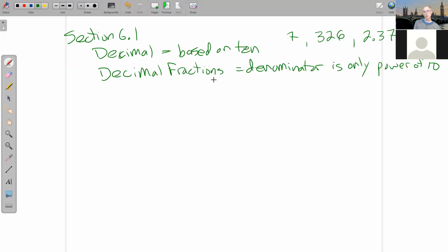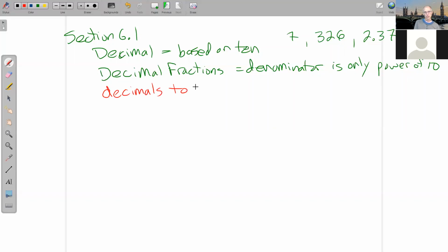Now, as far as decimal fractions go, this number right here is a mixed fraction, a mixed number. But sometimes things are proper fractions, like 0.77. So that would be a proper decimal fraction. This would be a mixed decimal fraction, and all of them are decimals, but not all of them are fractions. We looked at converting decimals to fractions first.